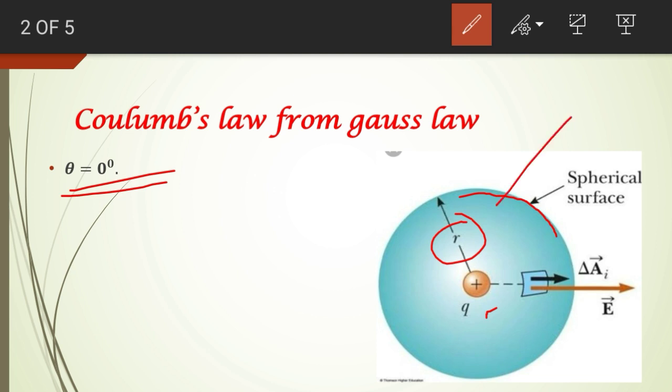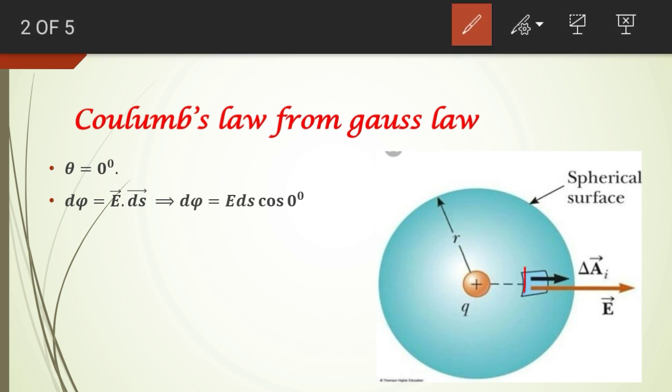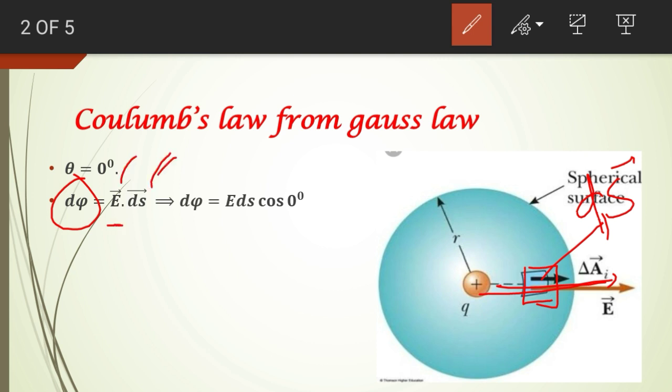Now let's consider a small elemental area ds. The flux through this small area, through which lines of force pass perpendicularly, will be called d phi. d phi is simply the dot product of the electric field at that point and the small area vector ds. So E dot ds gives d phi equal to E ds cos theta, because A dot B is equal to AB cos theta.